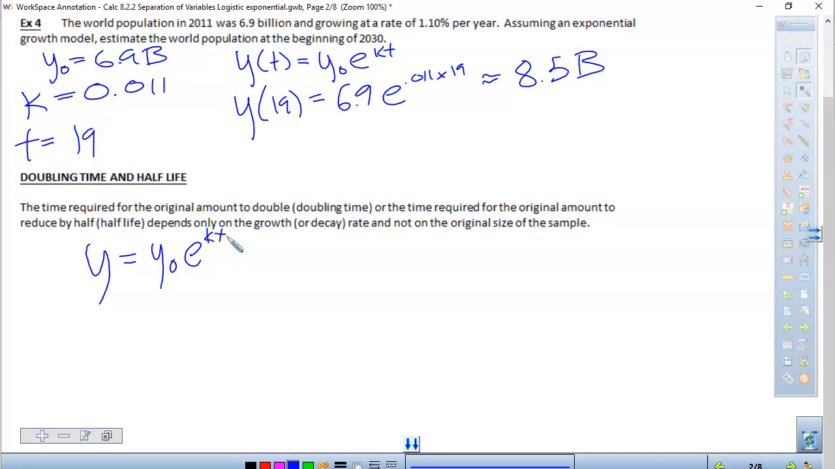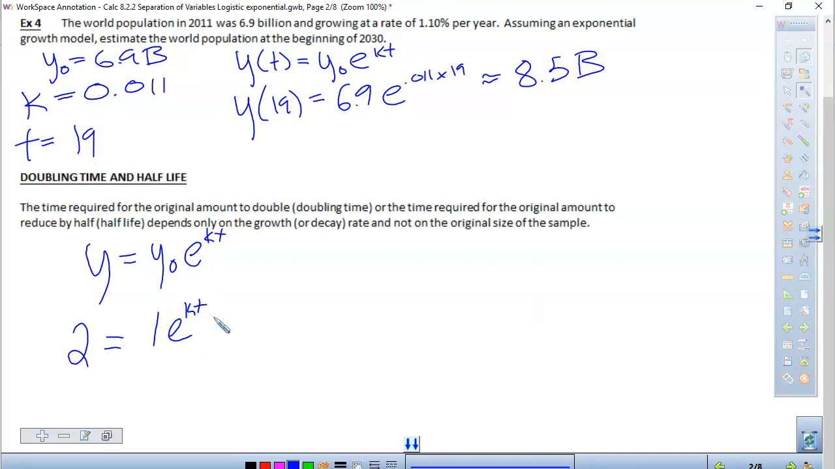All right. So if I want something to double, and the initial amount is independent, I could let the initial amount be 1, and I could let the final amount be 2, because it's independent of the initial amount. And that would be e to the kt.